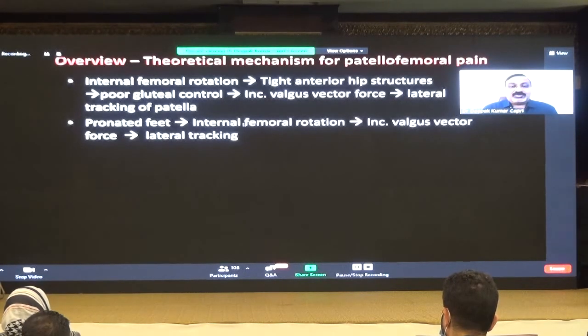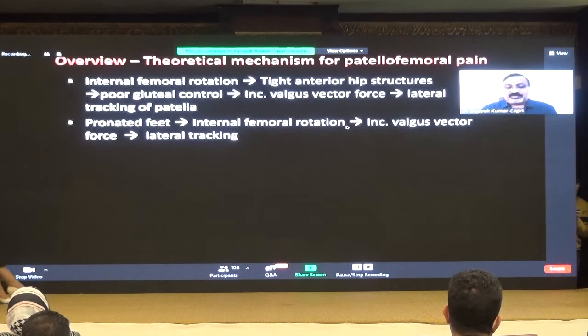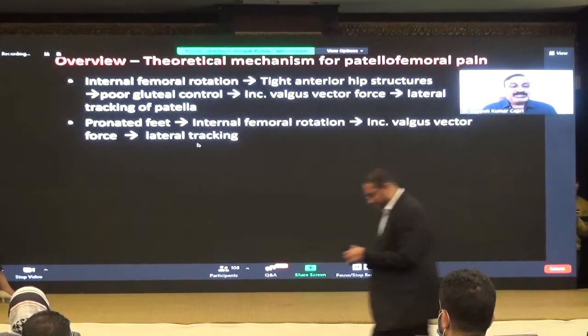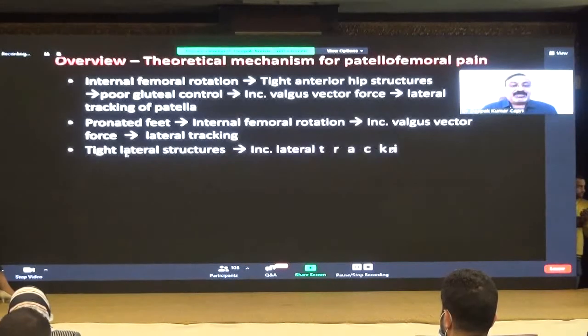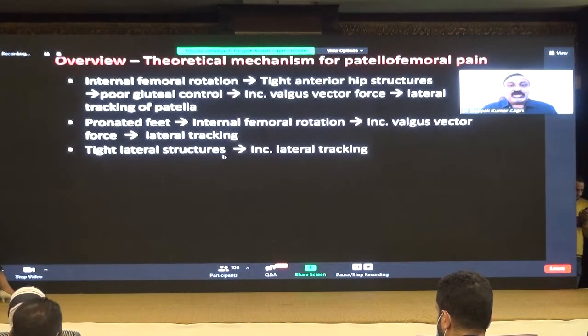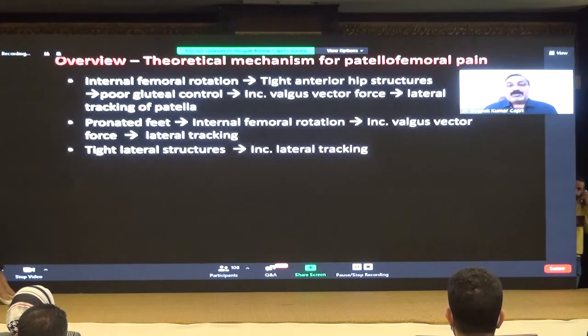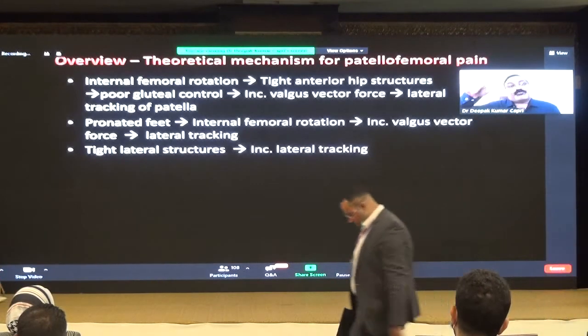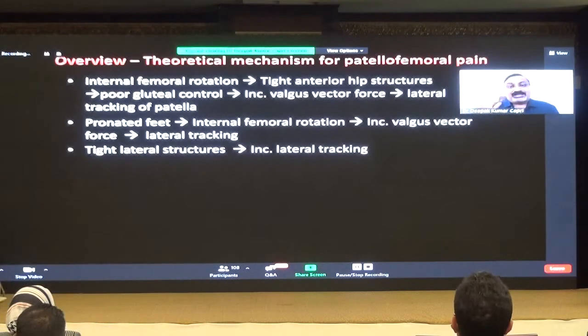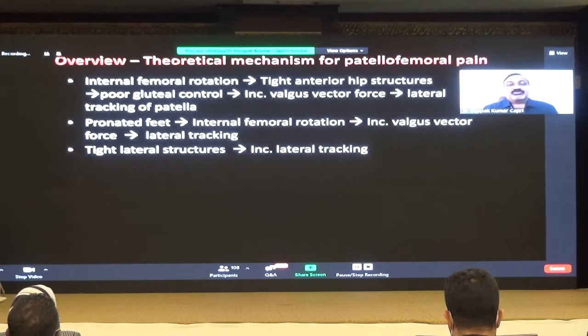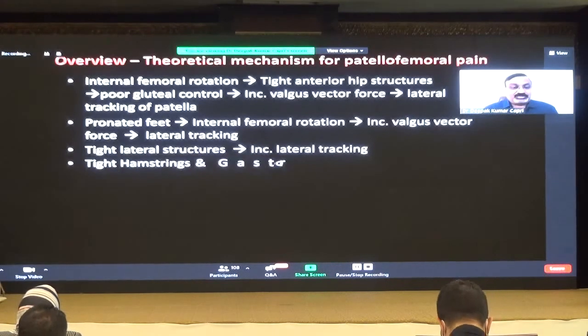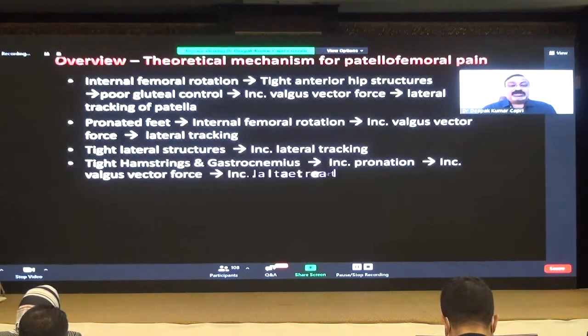Next could be, again because of the pronated or over-pronated foot, internal rotation of the femur, that will increase the pelvic force and hence the lateral tracking of the patella, and that may also lead to tight lateral structure, not only the tensor fasciae latae, but also the lateral retinaculum of the patella. So we need to see if the patella is shifted or tilted or both. And in case it is there, either both or any one of them, we have to release the lateral tracking of patella also.